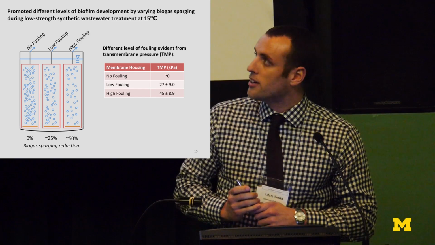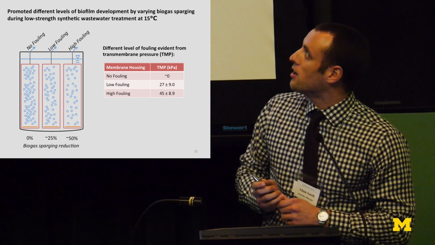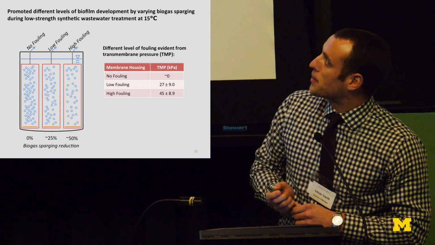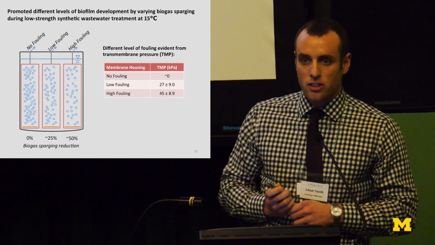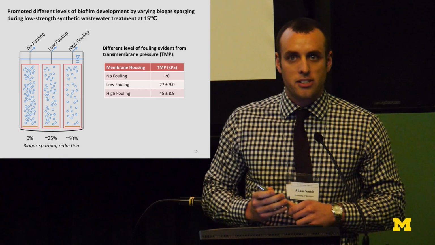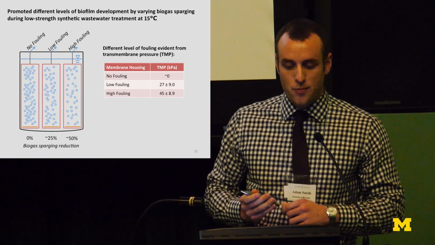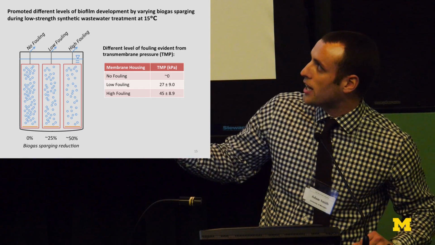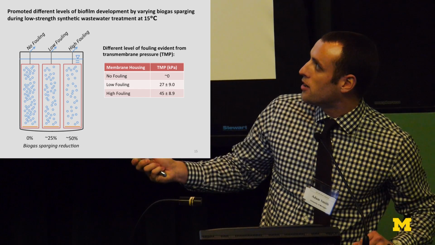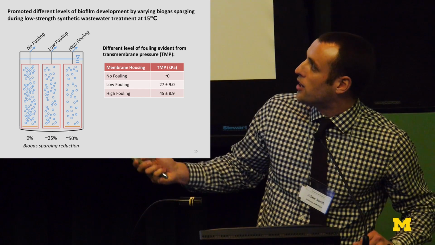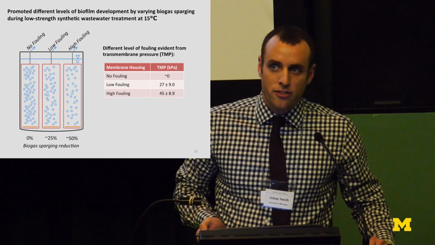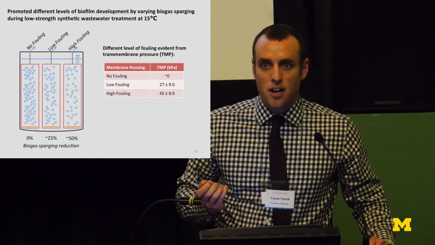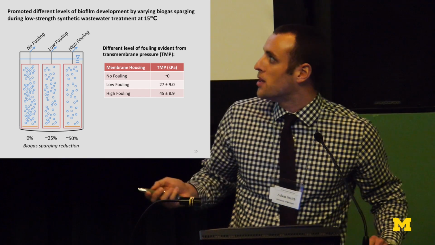So to do that, we conducted experimental work at the bench scale using a small anaerobic membrane bioreactor. We treated a synthetic low-strength wastewater and we operated at a psychrophilic temperature of 15 degrees C. This is a drawing of our reactor system. We have 3 flat sheet membranes here, 1, 2, and 3, and we wanted to operate those under different conditions to promote this active biofilm.